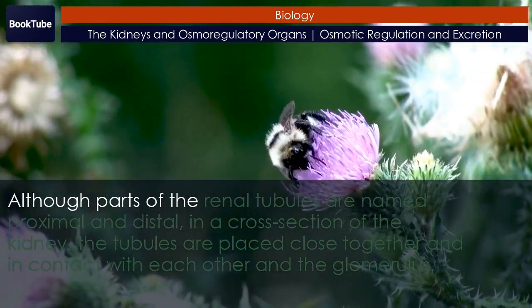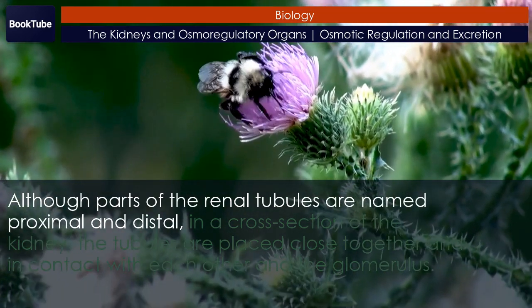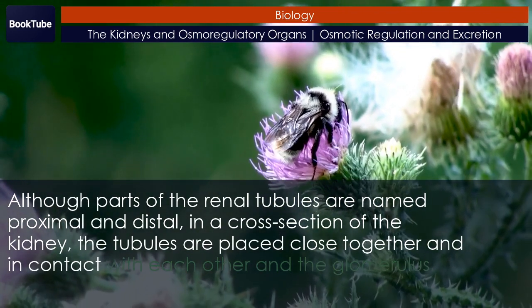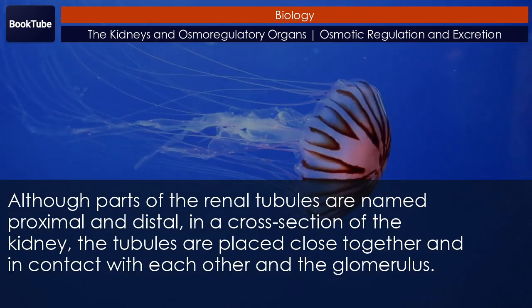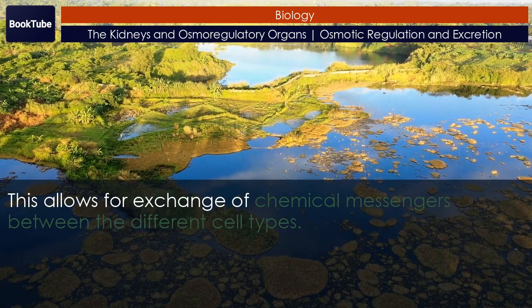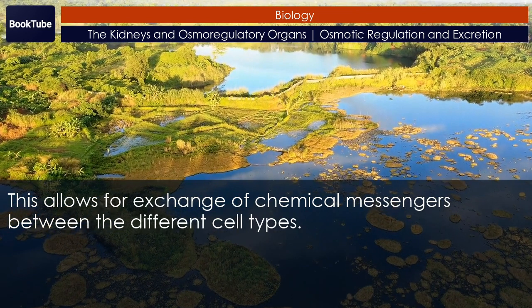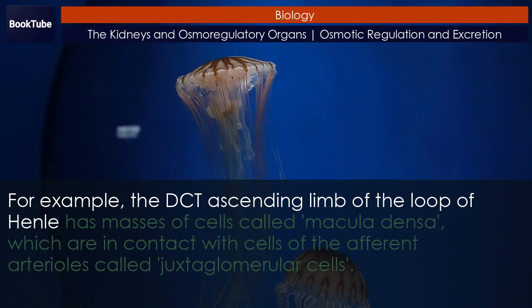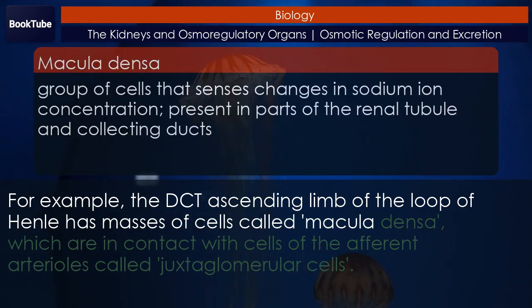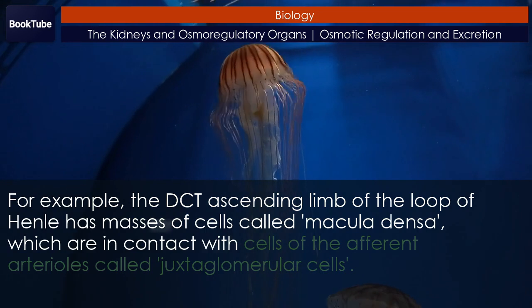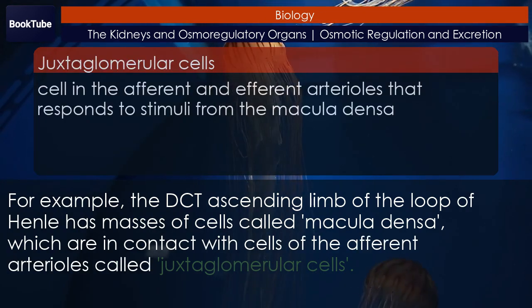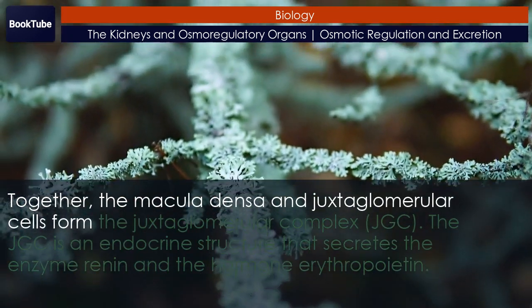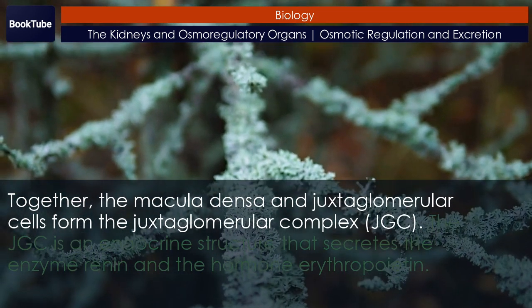Although parts of the renal tubules are named proximal and distal, in a cross-section of the kidney, the tubules are placed close together and in contact with each other in the glomerulus. This allows for exchange of chemical messengers between the different cell types. For example, the DCT ascending limb of the loop of Henle has masses of cells called macula densa, which are in contact with cells of the afferent arterioles called juxtaglomerular cells. Together, the macula densa and juxtaglomerular cells form the juxtaglomerular complex, JGC.